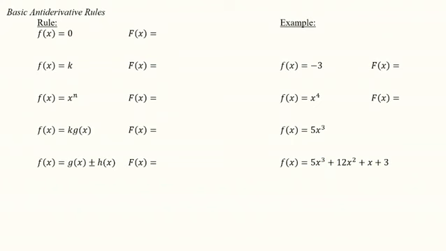Okay, so we've got some basic antidifferentiation rules. If we have f of x equals 0, an antiderivative of 0 is just some number, c. We already talked about that. If we have the antiderivative of a number k, where k is some real number that's presumably not 0, we're going to say that's kx plus some real number. An antiderivative for x to the n is going to be the reverse power rule. So we're going to increase the power by 1.